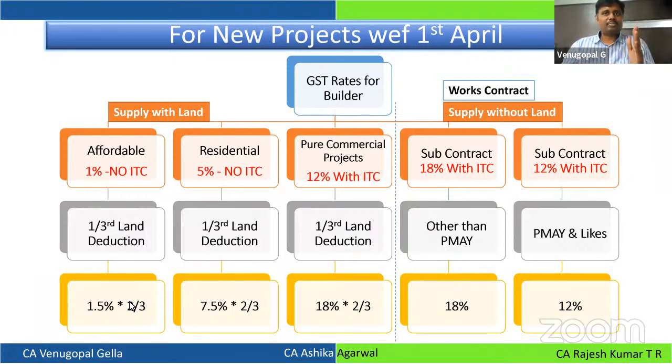And a commercial, purely commercial projects is 12% with input tax credit. The residential is without input tax credit. Commercial is with input tax credit. Effective rate is 12%. How? 18 into 2/3. Now, when the work is given to a subcontractor, when a subcontractor is handling or executing the projects, the rate of tax for him is generally 18%. But the affordable housing sector, since the rate is to be lower, the rate of tax is made to 12%.